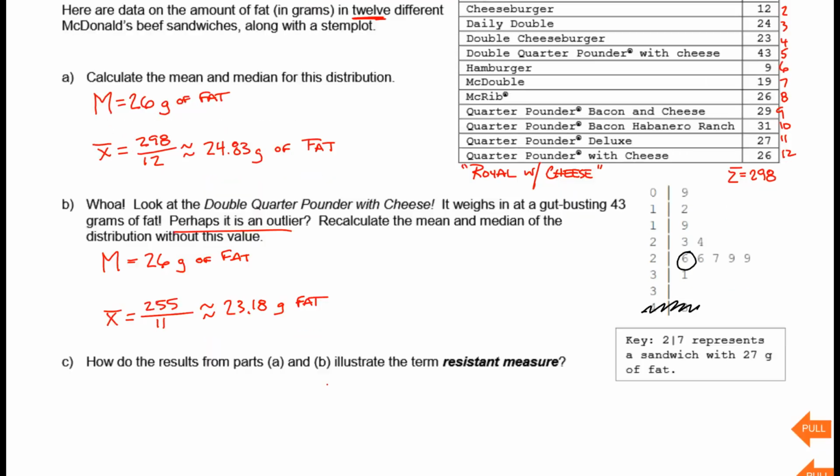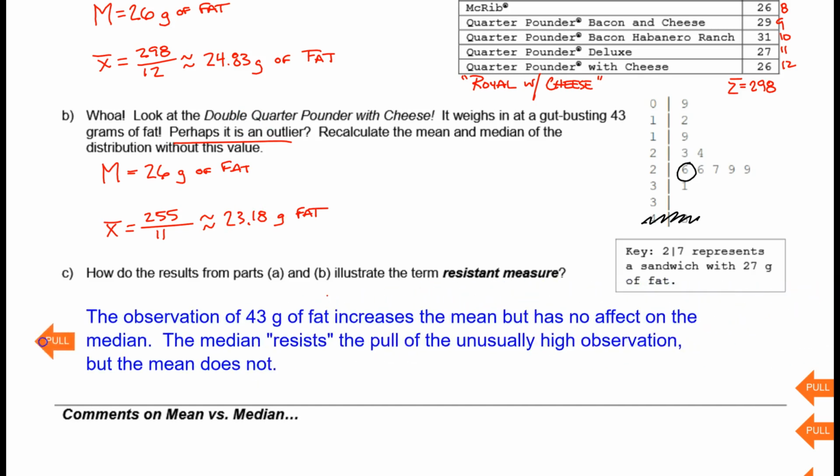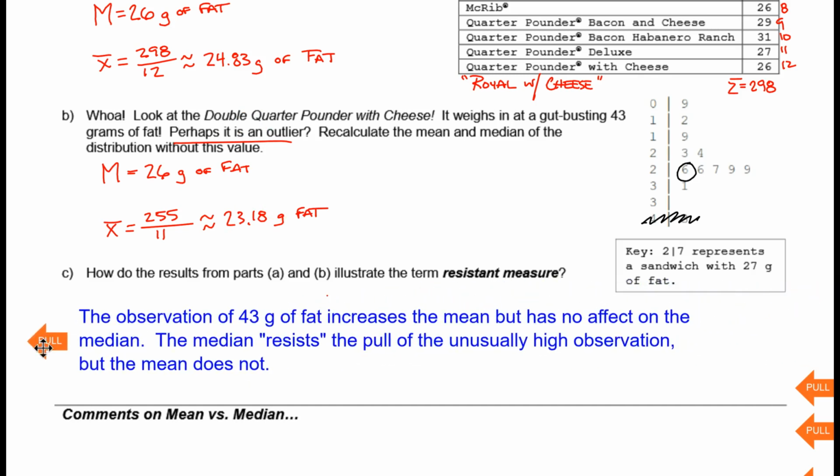So let's see if we can learn anything about the term resistant measure from this last example. You'll notice our median did not change, but our mean did change. The mean without the high observation was much lower. So let's see what we can conclude here. The observation of 43 grams of fat increases the mean, but has no effect on the median. The median resists the pull of the unusually high observation, but the mean does not. The mean is not a resistant measure of center.